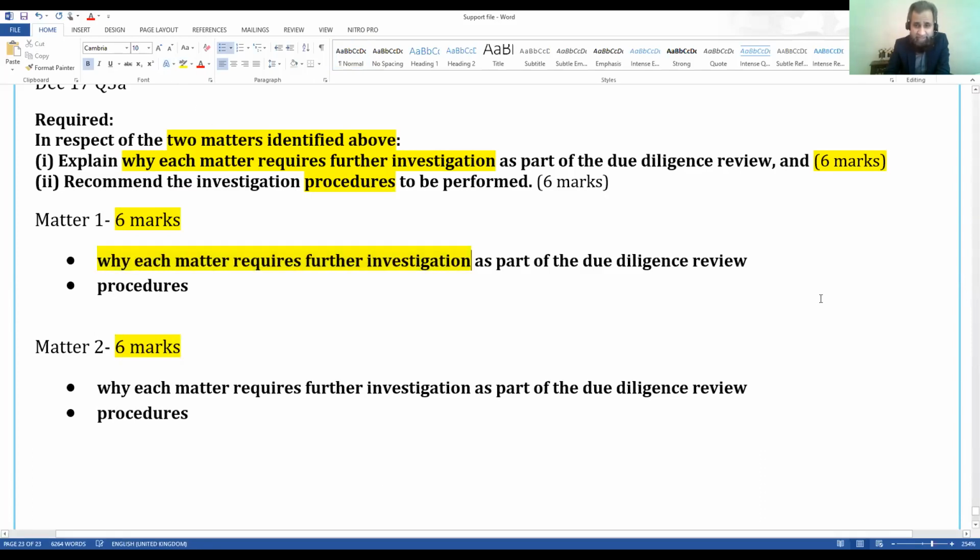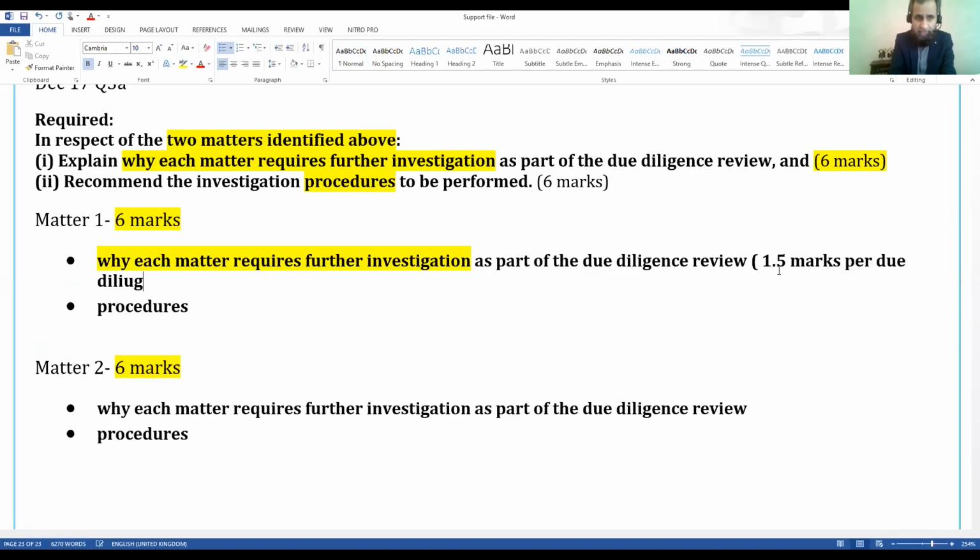The marking scheme says that every due diligence matter is worth 1.5 marks. 1.5 marks per due diligence matter. Yesterday we were discussing the reporting question, and in a reporting question, every matter was worth 1 mark. Now, in due diligence, every matter is worth 1.5 marks. I hope you're clear with the marking scheme here. So every Y will give you 1.5 marks.